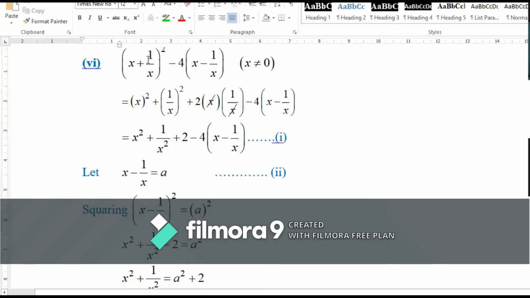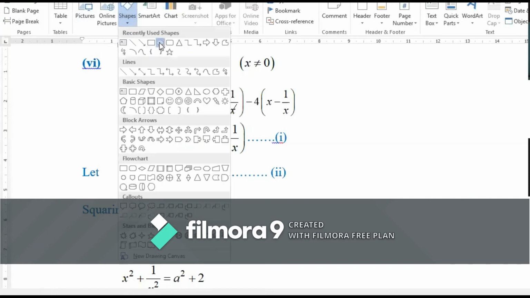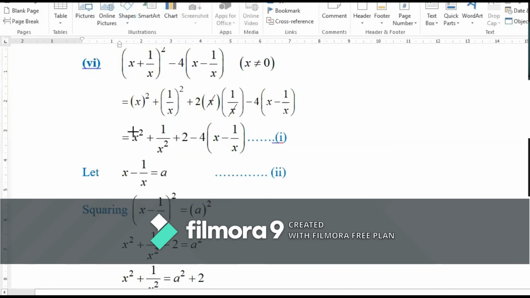The procedure is normally that you expand the square as it is. You can see that it is expanded. Now you will substitute the value of x square plus 1 over x square in terms of a, this part of the question. If I just highlight it, this is the only part which I feel needs some sort of explanation. So just to give you a better idea, I'm talking about this part only.